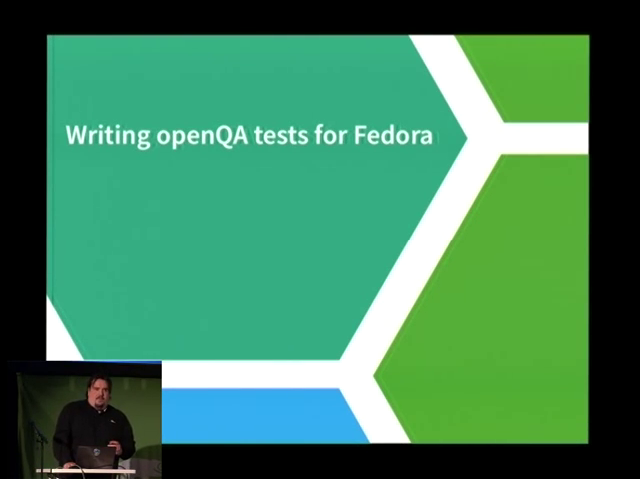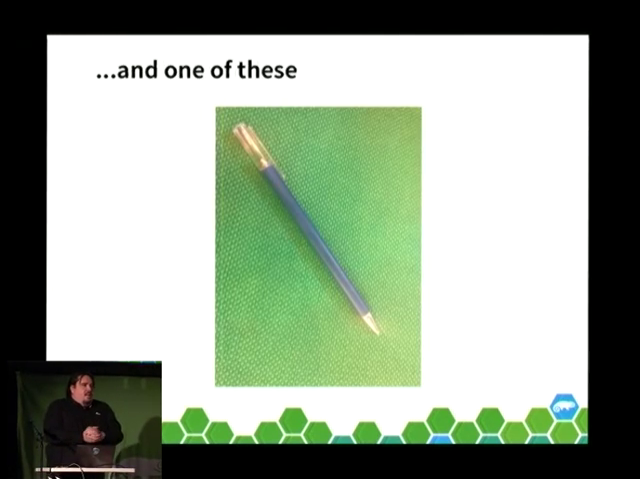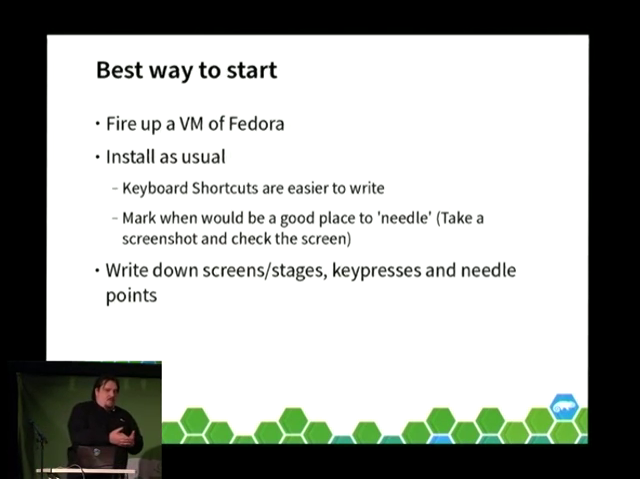So, writing openQA tests for Fedora. The first thing you're going to need, in my opinion, is a notebook. No computer, just a piece of paper and a pen. I found this the easiest way of doing it, of just starting up whatever I want to test. So in my case with Fedora, starting up a VM of Fedora, and then installing it just like I usually would.